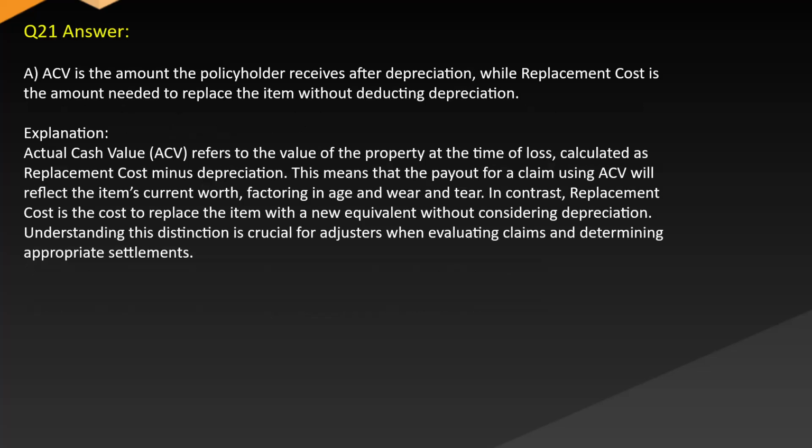Answer A. ACV is the amount the policyholder receives after depreciation, while replacement cost is the amount needed to replace the item without deducting depreciation. Explanation. Actual cash value (ACV) refers to the value of the property at the time of loss, calculated as replacement cost minus depreciation. This means that the payout for a claim using ACV will reflect the item's current worth, factoring in age and wear and tear.